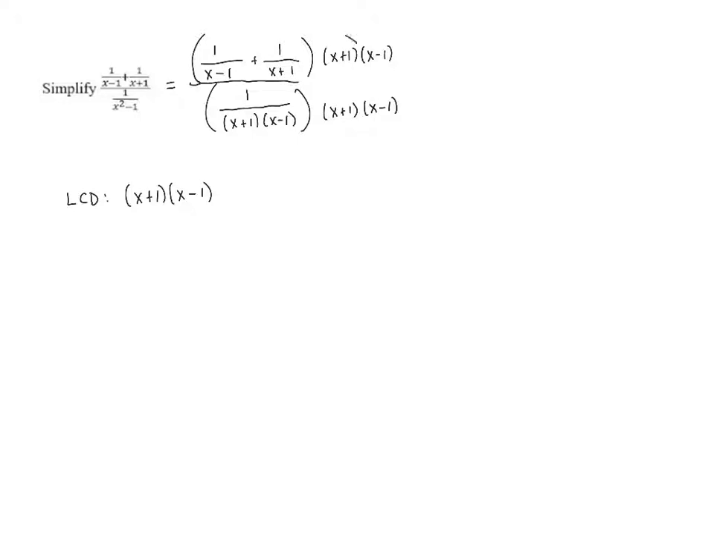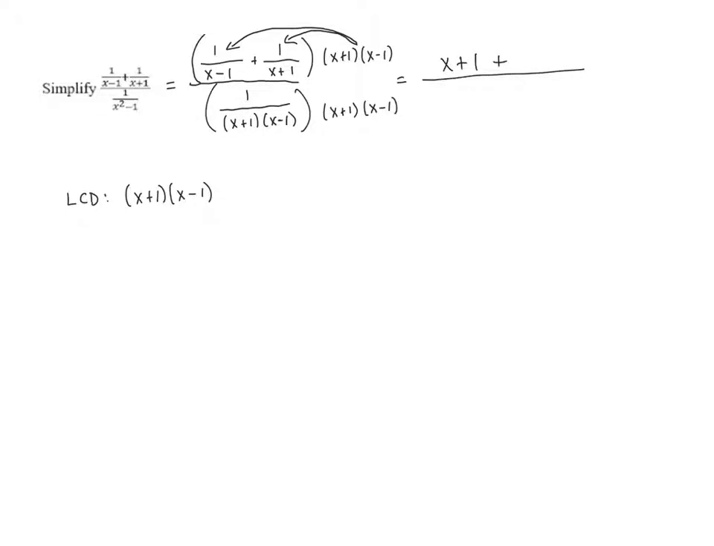We need to take the x plus 1 times x minus 1, and we need to distribute them to both of the smaller fractions. Let's look at the first smaller fraction. Its denominator is x minus 1, but we can see that it's going to get multiplied by an x minus 1, so those x minus 1s are going to end up canceling, and we're left with x plus 1 times 1, which is just x plus 1. So that's going to give us an x plus 1 in the numerator.